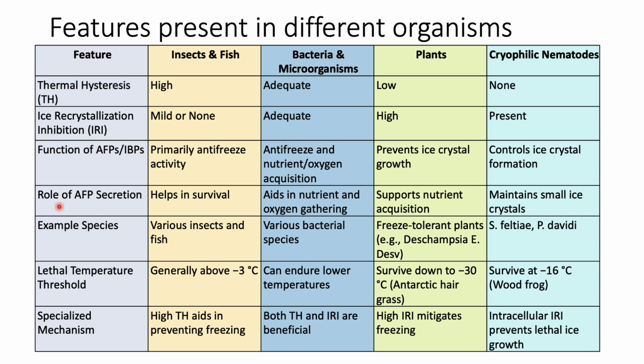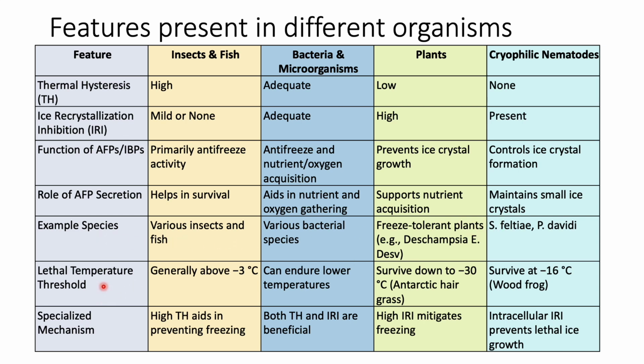And when we look at the AFP secretion, all these species have AFP secreted. In the case of insect and fish, it helps in survival, whereas in the case of bacteria and microorganisms, it aids in nutrient and oxygen gathering. In the case of plants, it supports nutrient acquisition, and in the case of cryophilic nematodes, it maintains the small ice crystals. The examples of the species are given here.